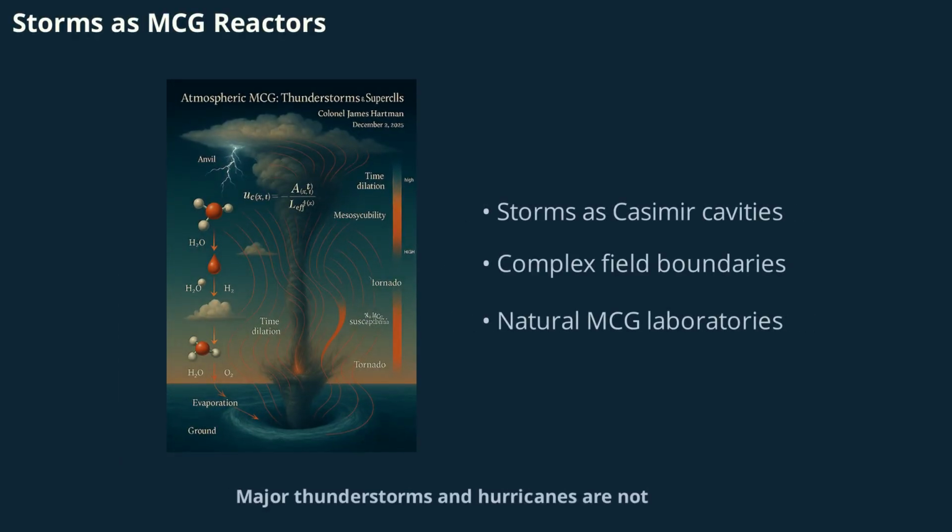Major thunderstorms and hurricanes are not just fluid phenomena, they're macroscopic Casimir reactors. Their mass, electromagnetic fields, turbulence, and dielectric structure combine to create complex, fluctuating boundaries in the sky. These boundaries modulate the vacuum field, forming Casimir cavities that drive strong local variations in UC. The result: storms become laboratories for observing structured gravity and time dilation in action.